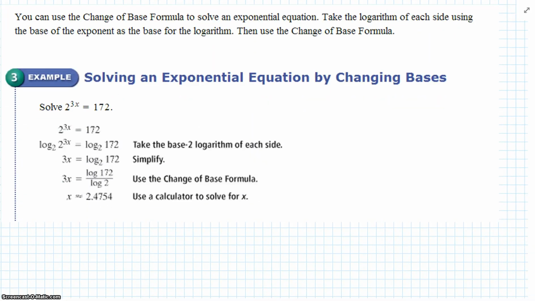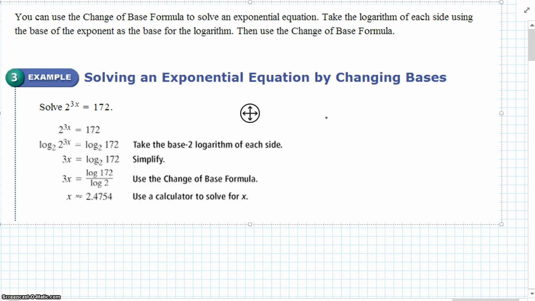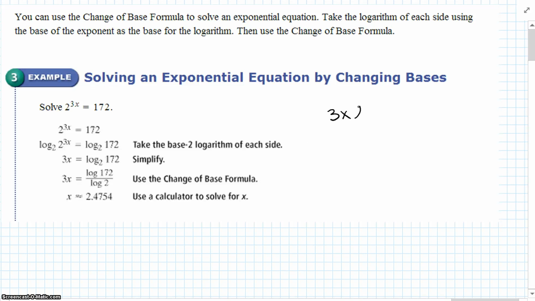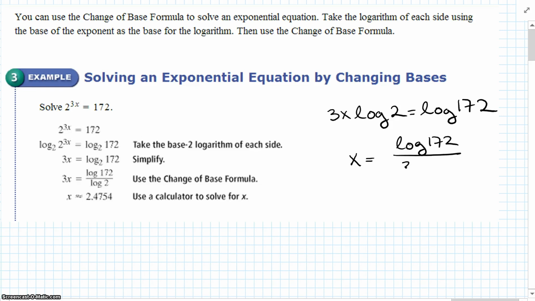So you can use the change of base formula to solve exponential equations. All right. So solve 2 to the 3x power equals 172. Okay. So we can say this: 3x log of 2 is equal to the log of 172. I'm just going to use our log rules. So x is going to equal log of 172 over 3 times the log of 2.